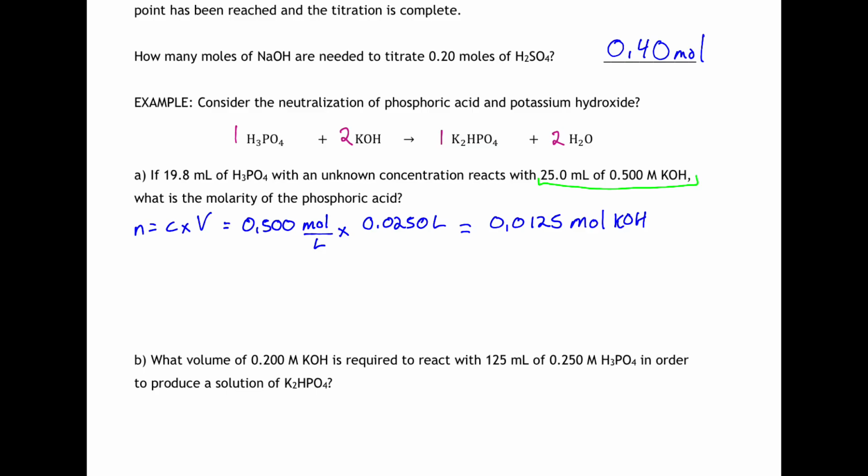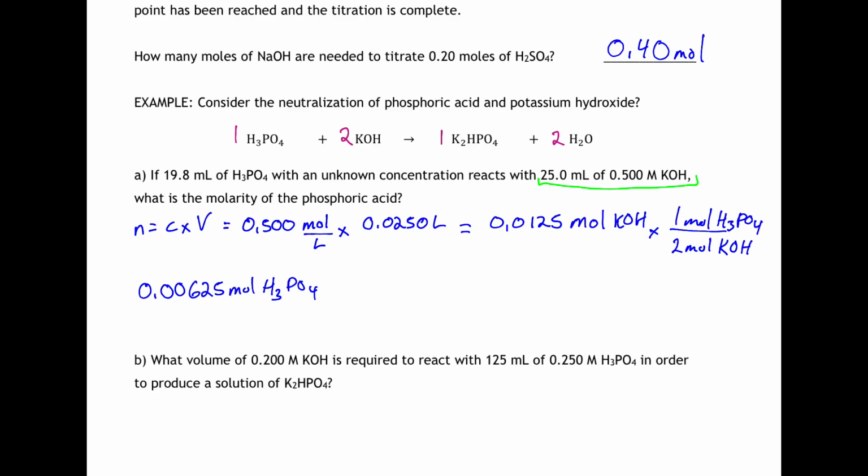Half the number of moles. So we're going to multiply this by 2 mole KOH and 1 mole H3PO4. Yeah, I got that right. So now we're going to get a number, half of that again. So now we have 0.00625 moles, in this case, of the acid, H3PO4. So now that's how many moles of the acid we have.